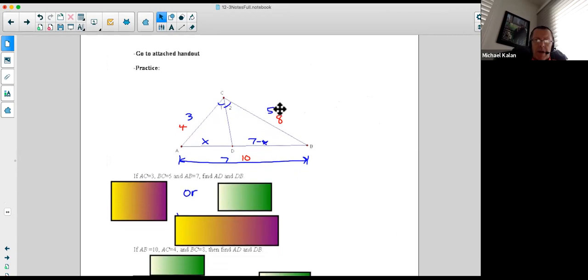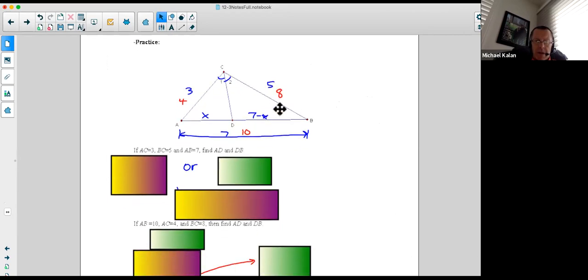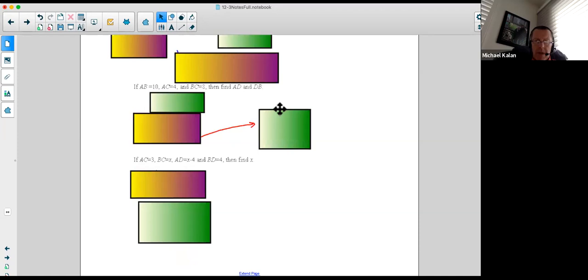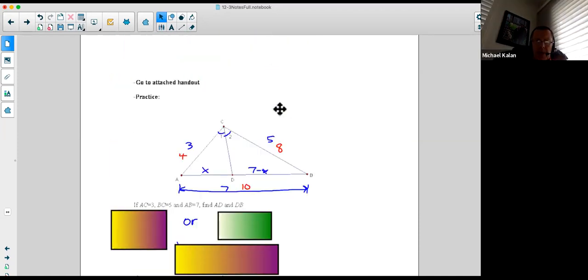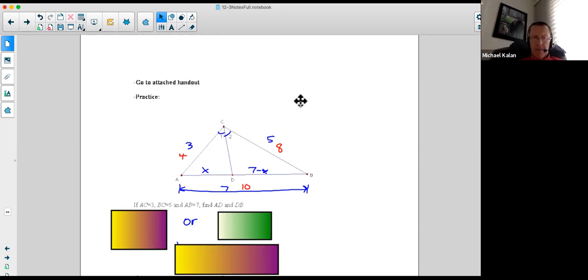And here we are. Okay, so here we go. All right, this is going to practice the angle bisector proportionality theorem. Okay. So, look what we have here. We have these two angles equal, which means that CD is a what? Yeah, it's an angle bisector.